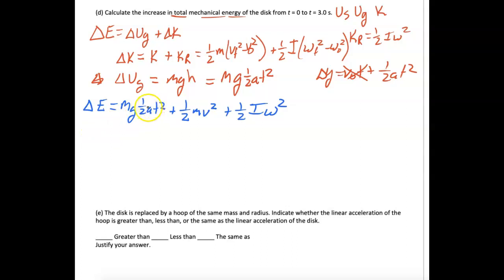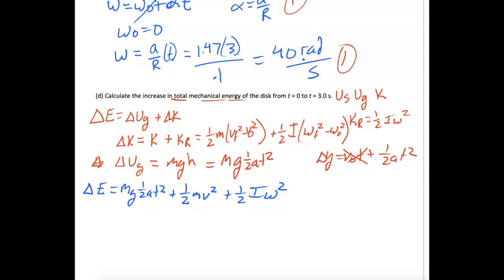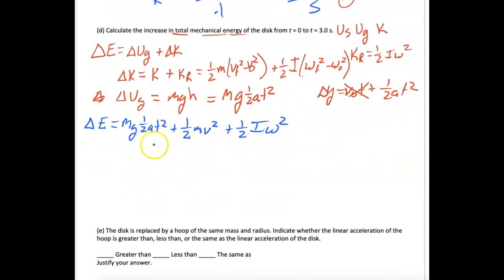So we do have a linear acceleration, but we have something that's rotational. So we want the rotational piece in here. So remember we said that the rotational speed is 40 radians per second. So it's okay to mix them here because everything will work out in the end. Because we're solving for energy, all these are going to end up with joules.